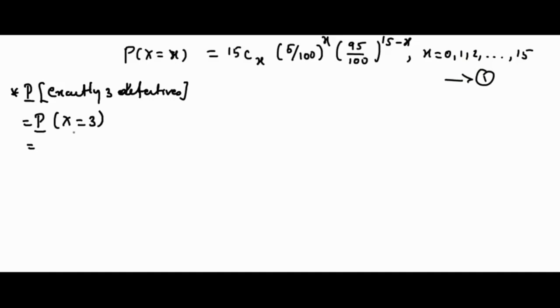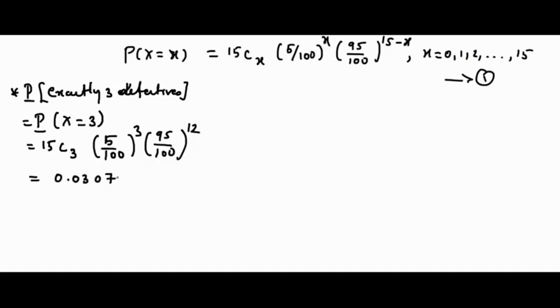Okay, so substitute in equation number 1. From equation 1, this can be written as 15 C 3, since the small x value is 3, into 5 by 100 power 3 into 95 by 100 power 15 minus 3, so you get 12. If you simplify this, we get a final answer, right? How to simplify this? This is the nCr formula: n factorial by r factorial into n minus r factorial. The n value is 15, the r value is 3. Using a calculator, if you simplify this, the final answer is 0.0307. This is the first question.